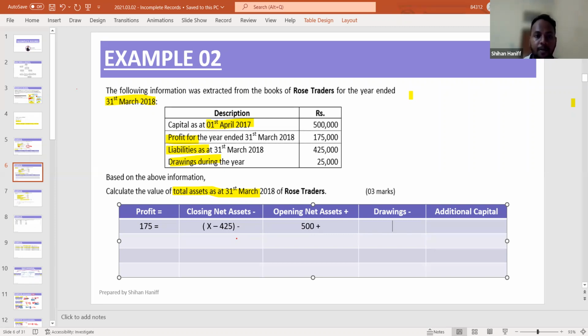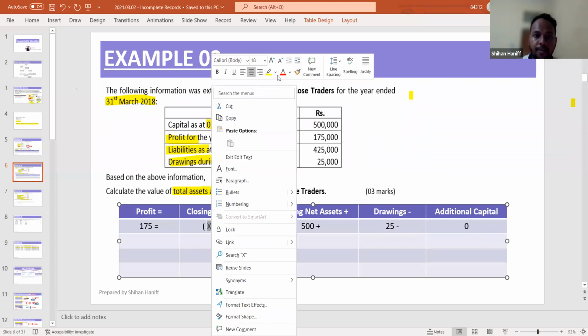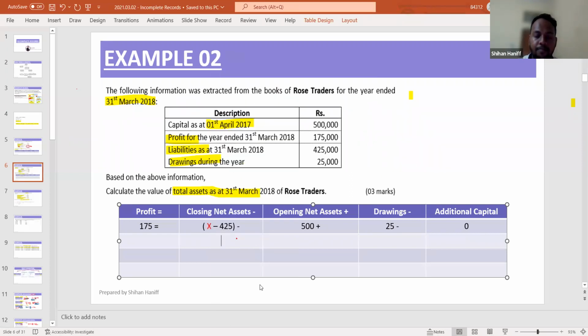Opening net asset means the capital, 500, plus drawings 25, minus additional capital, there is none. So we need to simplify this equation and find out X. X means assets. Now it's easy, right?